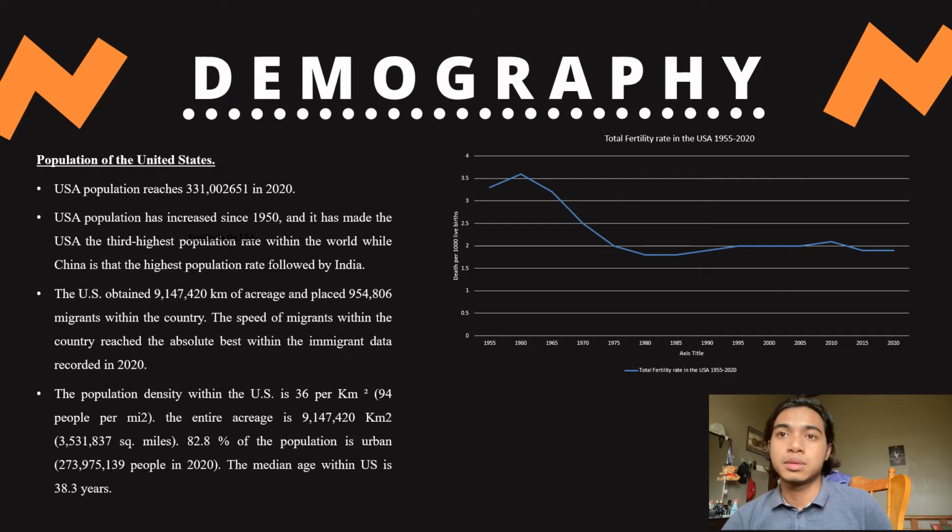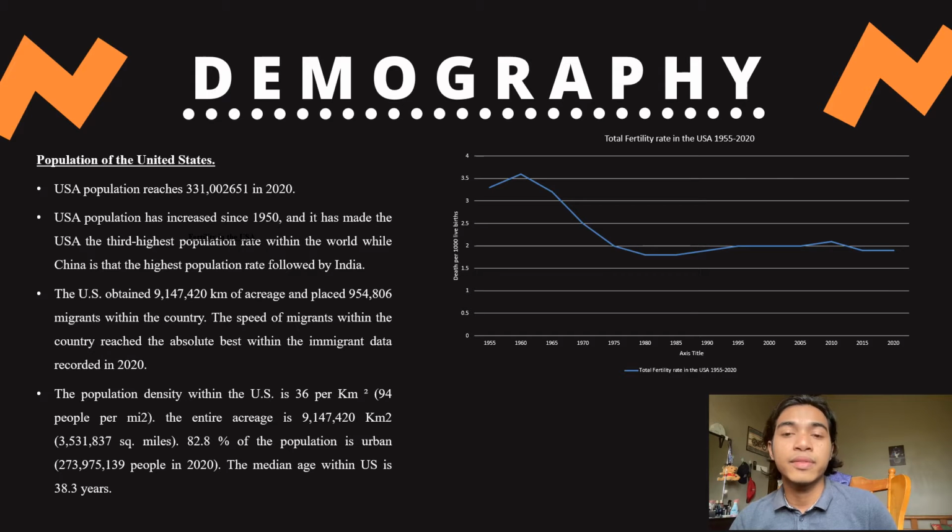2020-990-751. So today I would like to talk about demography. In demography, we have population in USA. The population in USA reached almost 300 million in 2020. And the USA population has increased since 1950, making it the third highest population in the world.